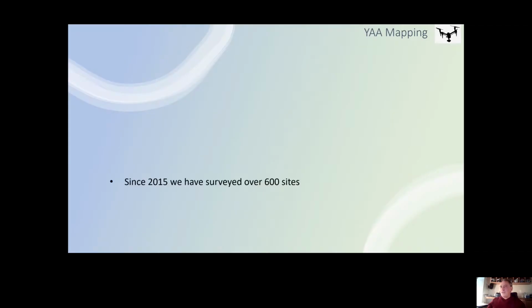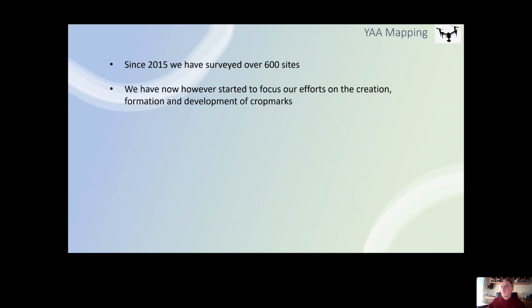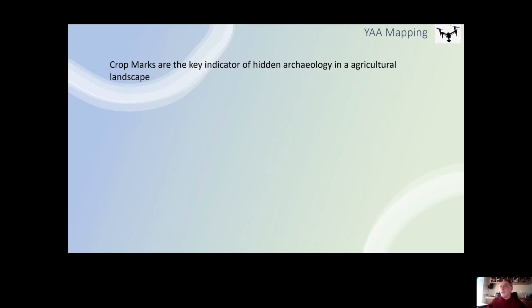So what have we been up to since then? Well, we've done the 600 sites that we've talked about. So now we're moving towards looking at the creation, formation and development of crop marks, and of course looking at how we can image them, identify them and enhance them.